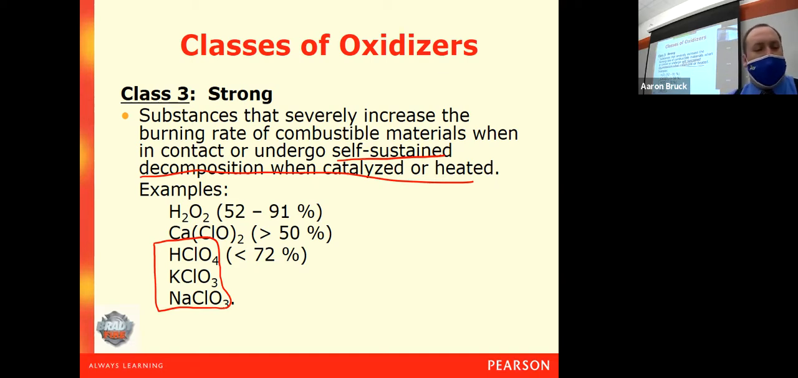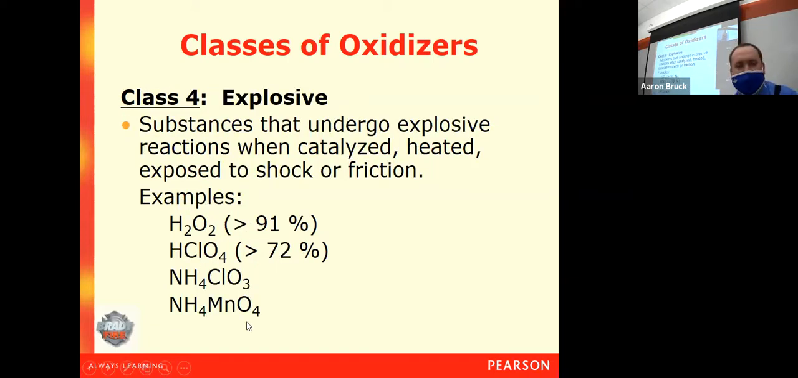So along with the chlorate compounds and the perchlorate compounds, we also see hydrogen peroxide in really high concentrations now, 52 to 91%. And we also see super high concentrations of calcium hypochlorite, HCH, at greater than 50%. The last class 4 here, these are your explosive materials. These will undergo explosive reactions when they are catalyzed, when they are heated, when they're exposed to shock or friction.